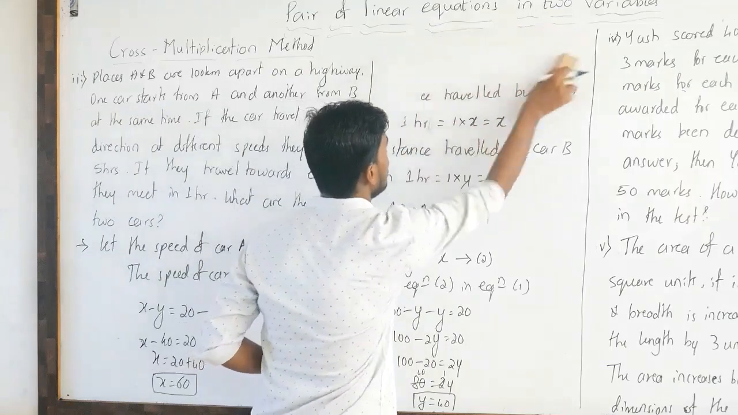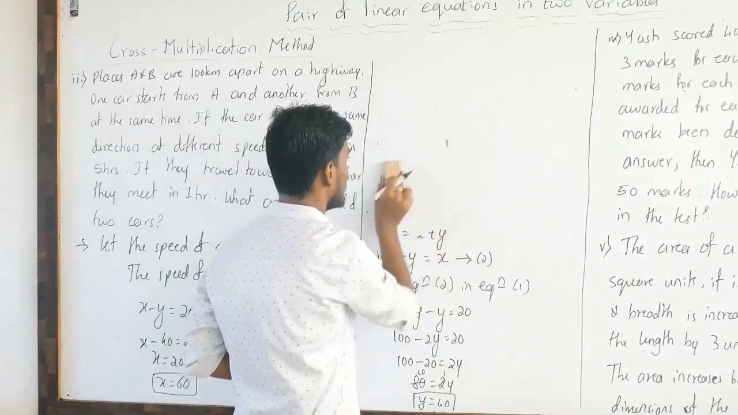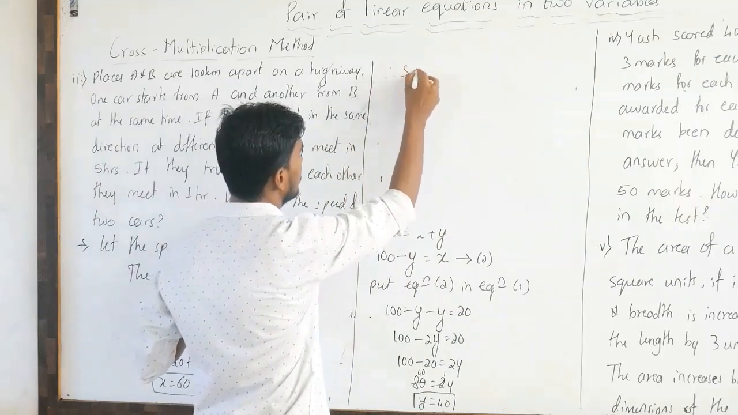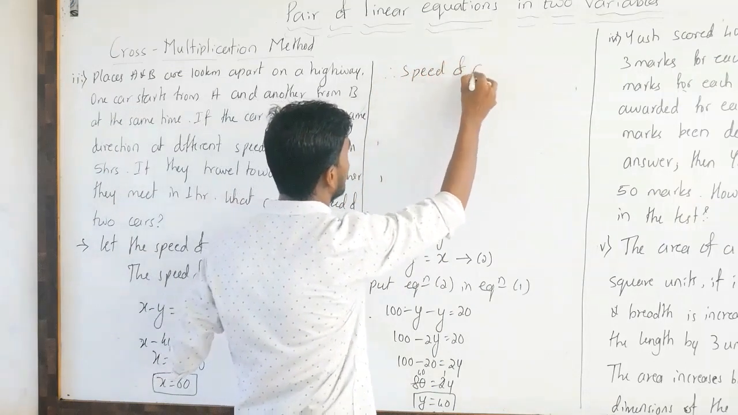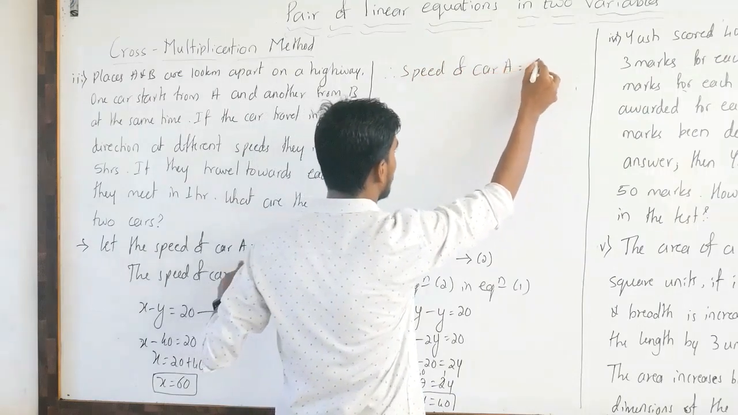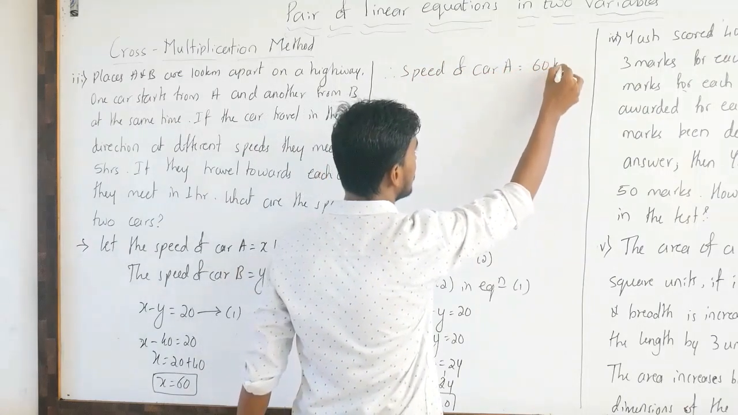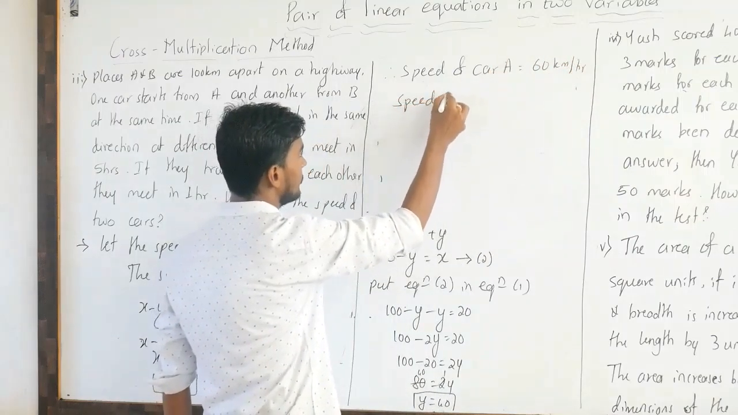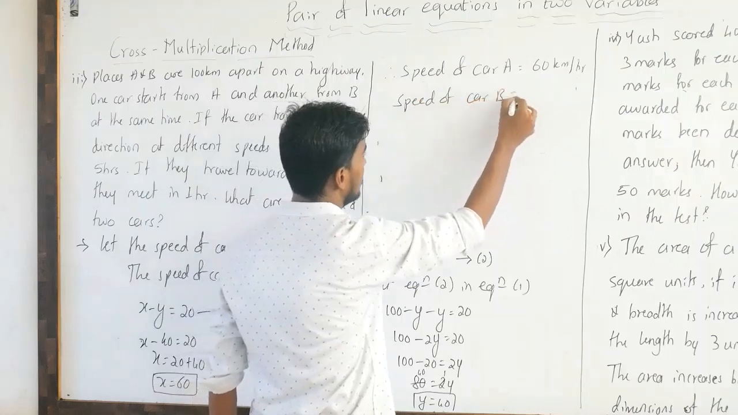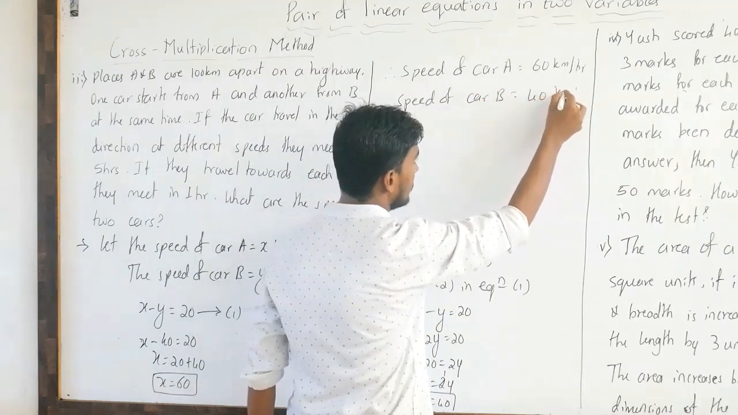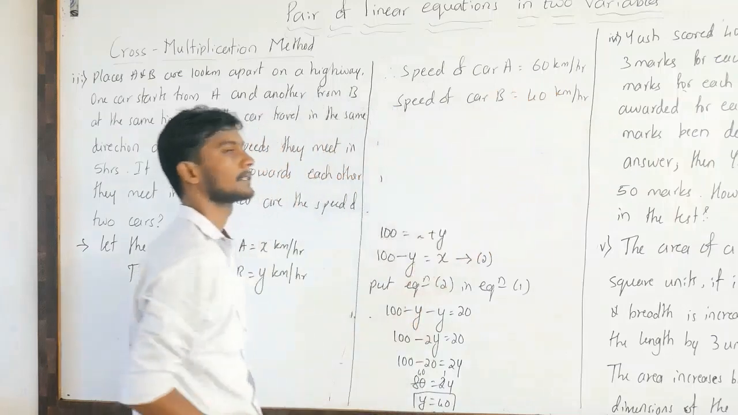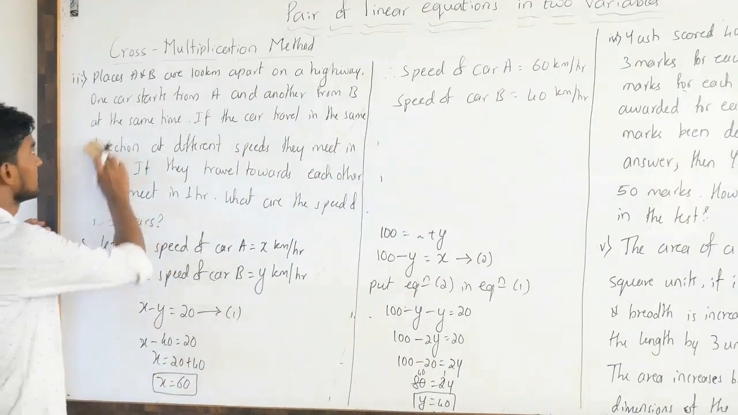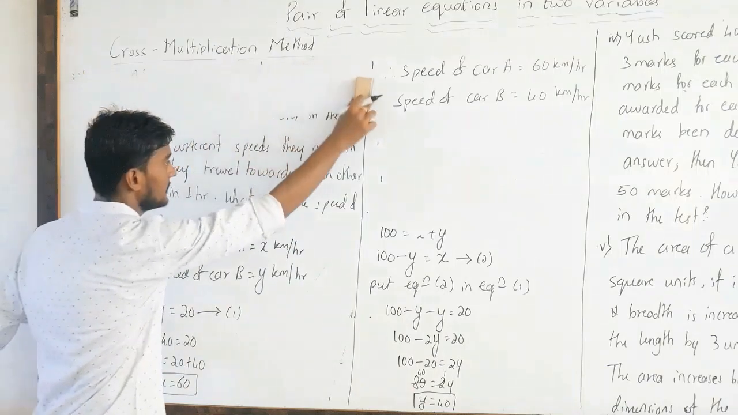So at last what can you write? x means what you have taken? You have taken the speed of car A. Therefore, speed of car A is equal to 60 km per hour, and speed of car B is equal to 40 km per hour. So like this you have to solve the problem. Understood? So we can go and solve the next one.